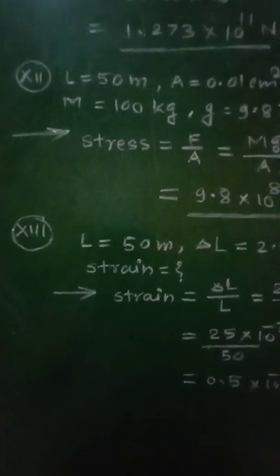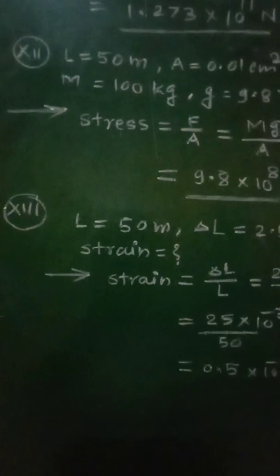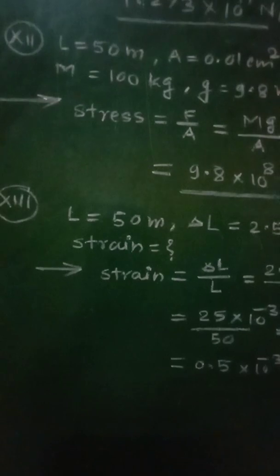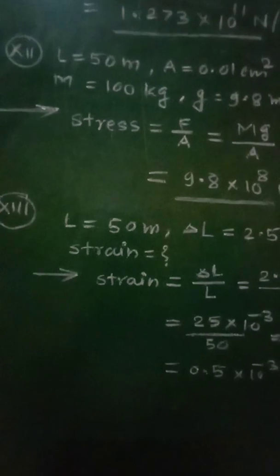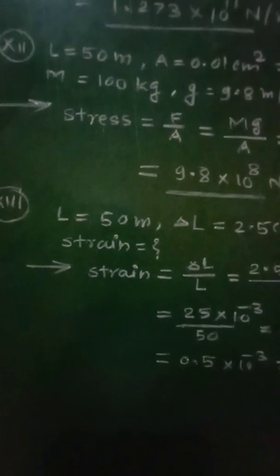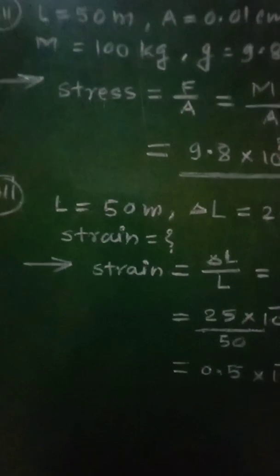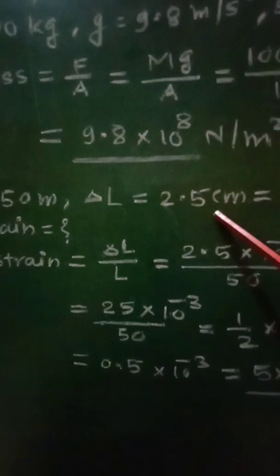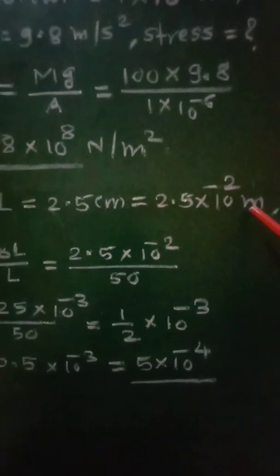Now let us go for numerical number 13, which is given as: what is the strain in a wire cable of original length 50 meter whose length increases by 2.5 centimeter when a load is lifted. And therefore for this numerical, the given data is original length L is equal to 50 meter, change in length delta L is equal to 2.5 centimeter, which will be written as 2.5 into 10 raised to minus 2 meter.